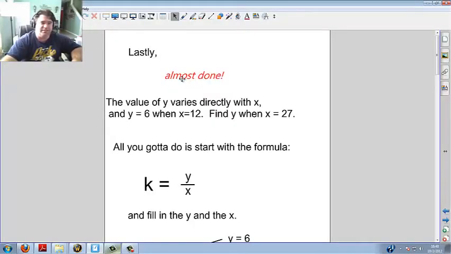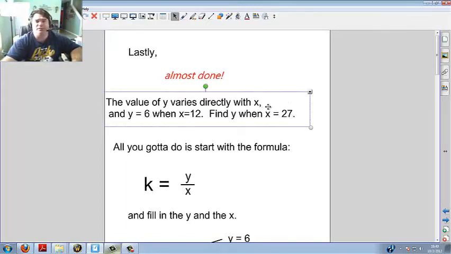All right. Lastly, we're almost done. The value of y varies directly with x, and y equals 6 when x equals 12. Find y when x equals 27. Simply put, when they say y varies directly with x, that means direct variation. That means going through (0, 0).